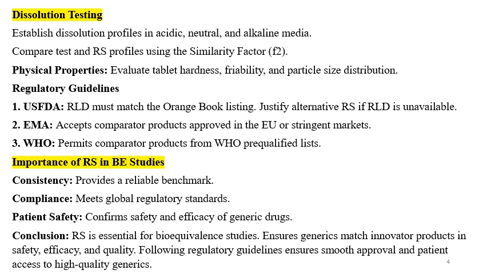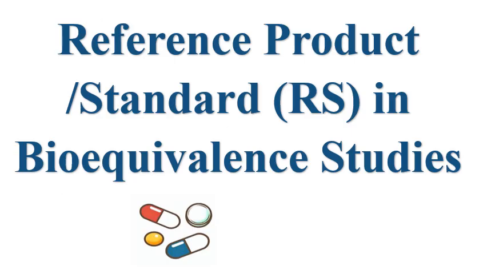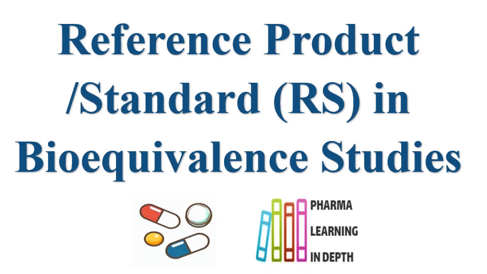RS is essential for bioequivalence studies. It ensures generics match innovative products in the safety, efficacy, and quality. Following regulatory guidelines ensures smooth approval and patient access to high quality generics. Generally, the higher strength of the reference product or reference standard is used in the bioequivalence studies unless there is a safety concern or unless there is a concern of the tolerability by the patients.